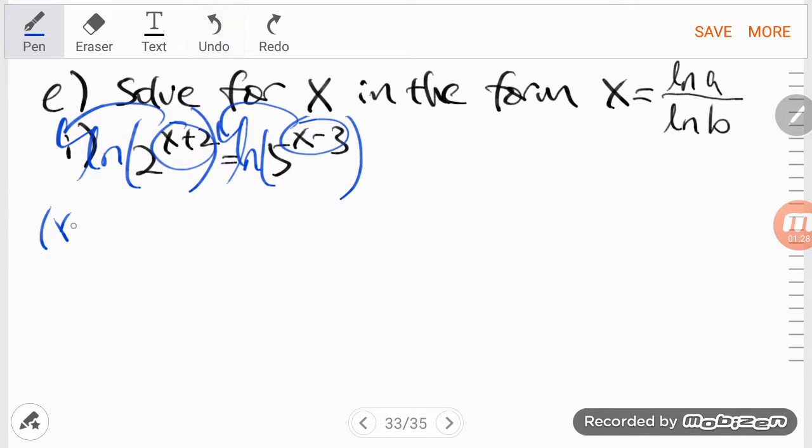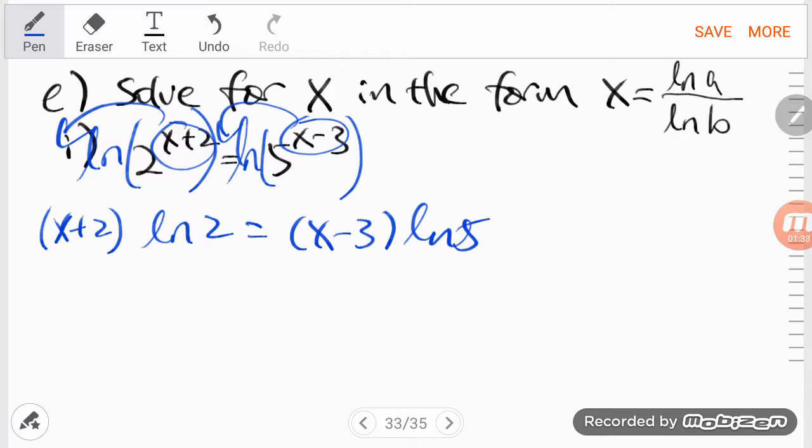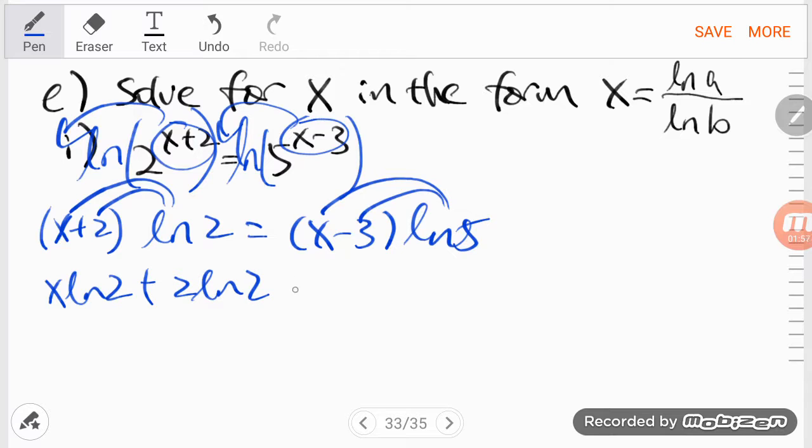Let me write that better. I'm not sure what's wrong with the pen. (x plus 2) ln 2 is equal to (x minus 3) ln 5. Okay. Now, what do I do next? Since I'm trying to solve for x, I need to distribute this. I'll get x ln 2 plus 2 ln 2 is equal to x ln 5 minus 3 ln 5.